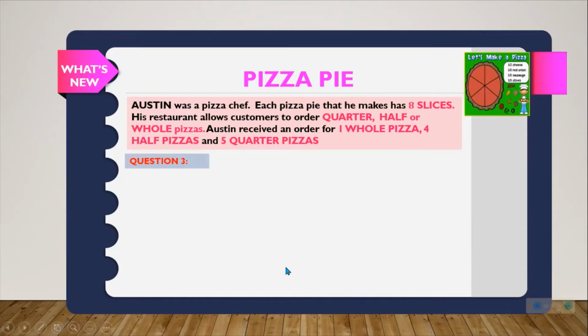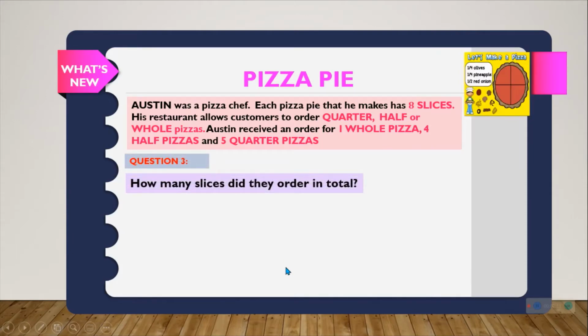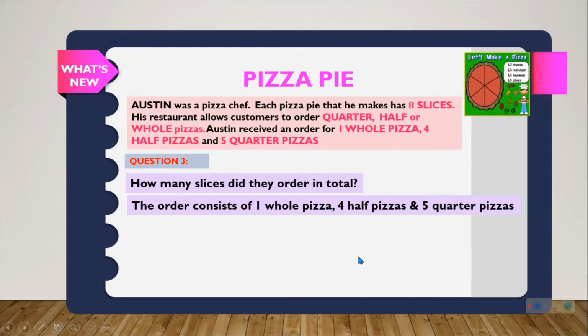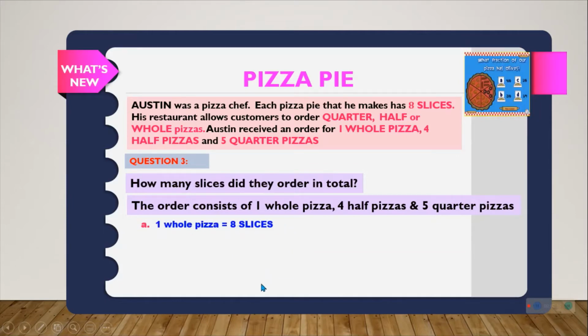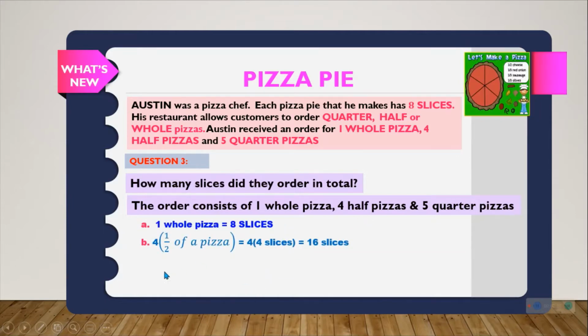Okay, next. Question number 3. How many slices did they order in total? So, di ba nga, ang order isang whole pizza, 4 na half pizza, and then 5 na quarter pizza. So, ilan lahat slices yung order? So, the order consists of 1 whole pizza, 4 half pizzas, and 5 quarter pizzas. So, 1 whole pizza is 8 slices. And then, 4 na half pizza. So, 4 times 1 half of pizza.